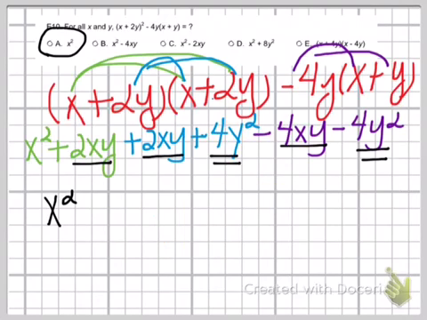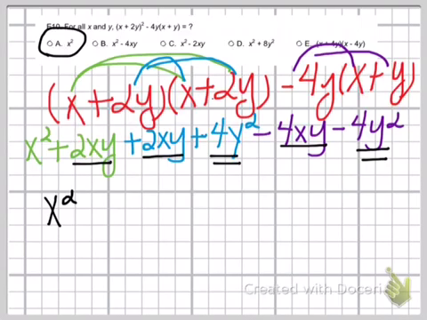And 10, for all x and y, x plus 2y squared minus 4y times x plus y equals. So what I did was I expanded. Squared means you write it down twice. And I distributed the x in the first set of parentheses, and I illustrated that with the green lines and got x squared plus 2xy.